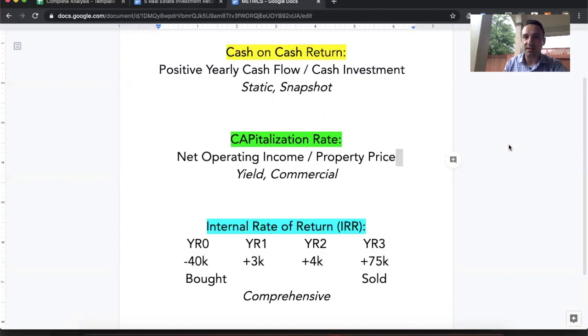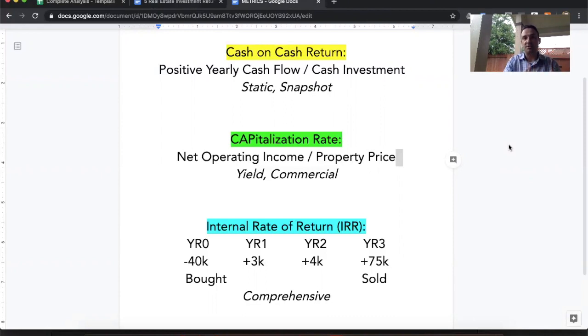So while it's easy to calculate, it has several problems with it. The first one is that it's a very static measure. And by static, I mean it only reflects what that property is going to do in year 1. So you could have an investment property where it works really well and it produces a great cash on cash return on year 1, but in years 2 and 3, the cash on cash return may be horrible because you've got, for example, capital expenses like roofs to replace or air conditioning units that you didn't really account for.